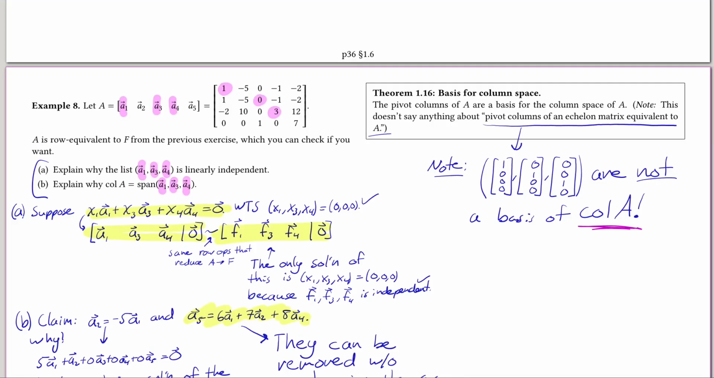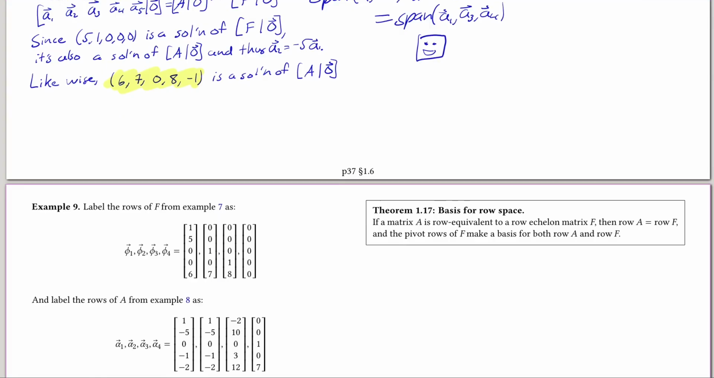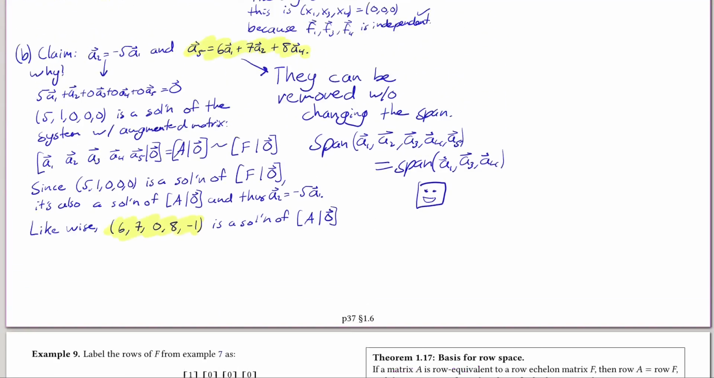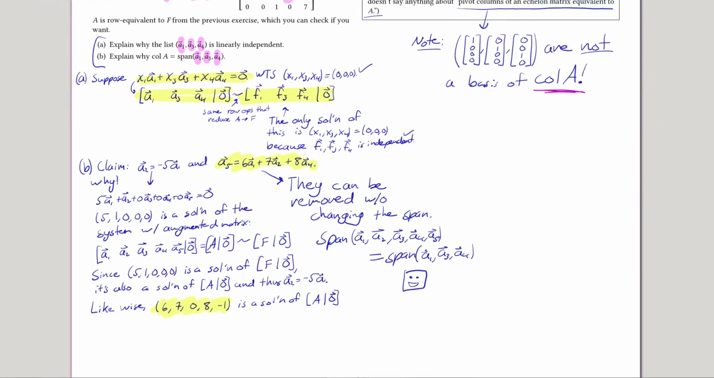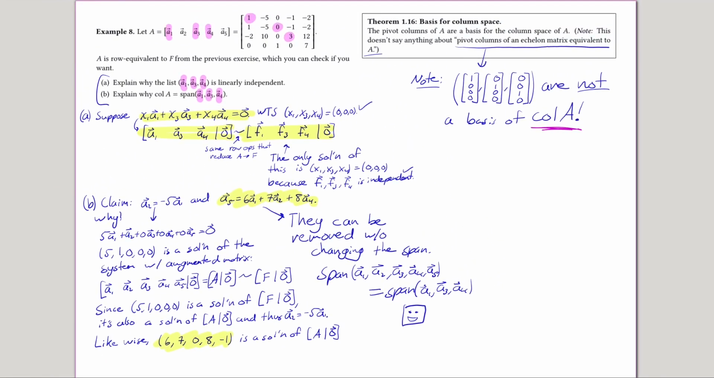I guess the reason I'm saying this is because it's confusing, because the next theorem works the other way. When we talk about rows, we actually are going to get the rows of the echelon matrix. So it's easy to get that mixed up, and I will not judge you if you do.